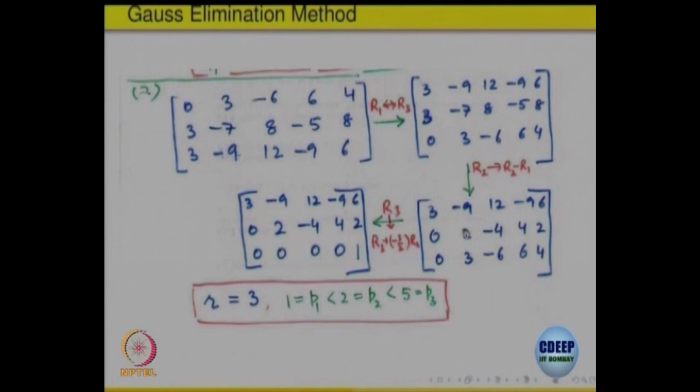Again, if I multiply by something and add here, I should get 0. So, what should I multiply here by? Minus 3 by 2, add it here, I get 0. So, this operation is R3 goes to R3 plus minus 3 by 2 multiplied by R2. So, that comes to this form, and that is in row equivalent form, right, because there are no more rows left at the bottom, we are finished.